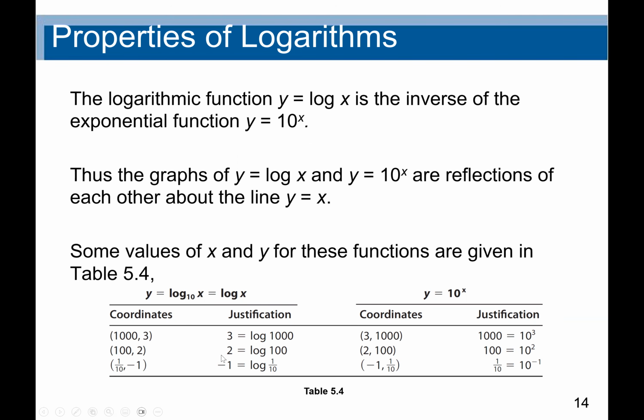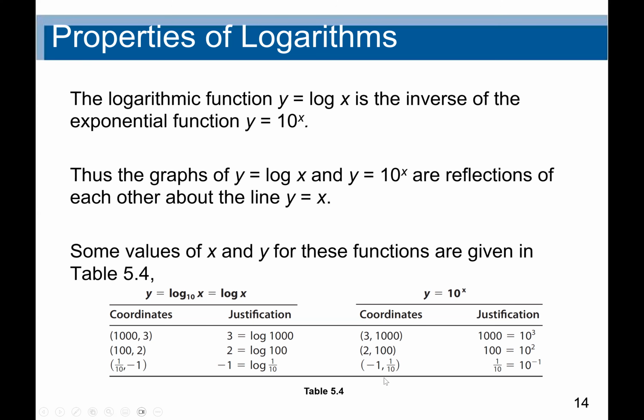So here we have again some values of x and y for these functions given here. We have a coordinate (1000, 3). The first value always should be the x value and the second value will be the y value. So y will give us log base 10 x, which is the same as log x. So when we plug in the value (1000, 3), we get 3 equal to log 1000. Then we have (100, 2), which will be 2 equal to log 100. And (1/10, -1) will be -1 equal to log 1/10.